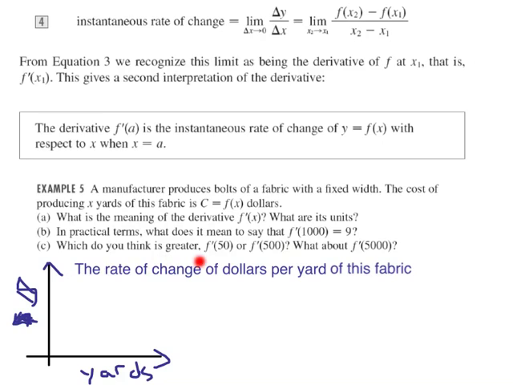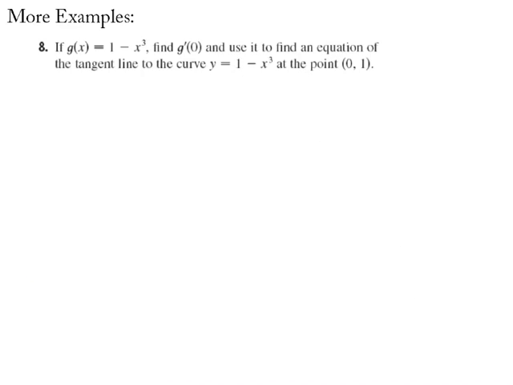And then which do you think is greater, f prime of 50 or f prime of 500? What about f prime of 5,000? So actually, be the manufacturer. When do you think the rate of change of dollars per yard of this fabric is going to be higher? Okay, dollars per yard. It's going to cost you more probably to produce fabric when you're not producing as much. When you produce a whole lot, it's not going to be as high. So this is probably going to be the greatest cost, then this, and then this. And we can talk about this in class on Monday if you want.